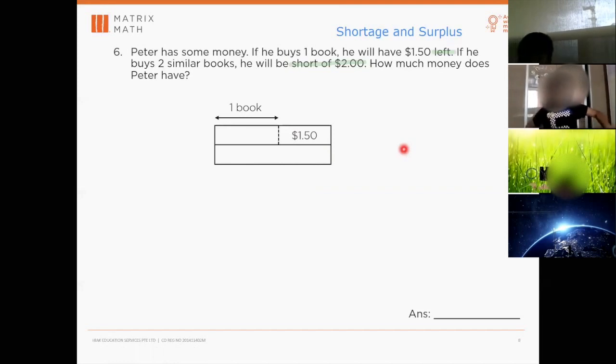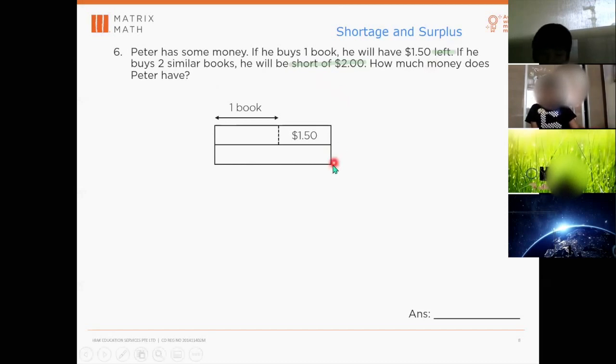Moving on to the next scenario. If he buys two books, he will be short of $2. Does that mean he has enough money to buy two books? No. It's because he can only buy one book for now. He doesn't have enough money to buy two books, so he must gain an extra $2, then he can buy the two books. Agree? If you're short of $2, this is why I label $2 outside the model.